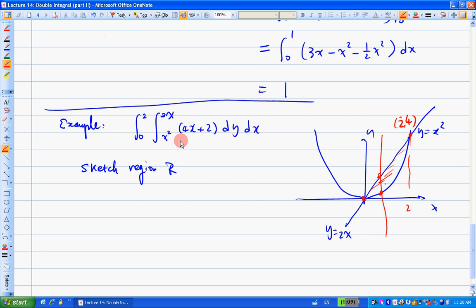It doesn't matter how complicated the function is. Just use the same technique and try to sketch. Of course, you have to be able to sketch it, and then you'll be able to find the region R.